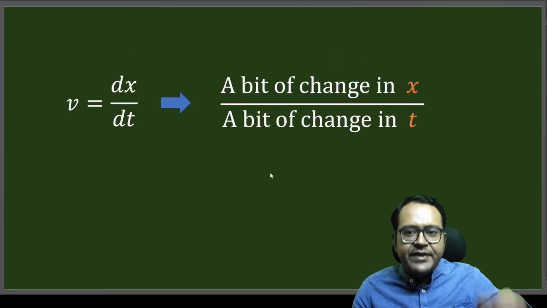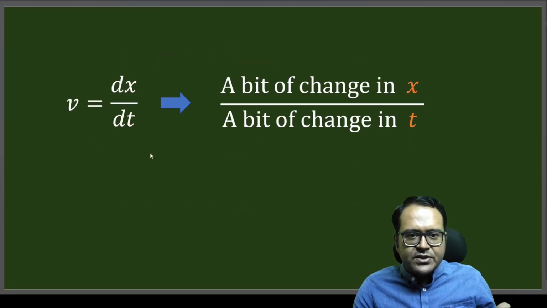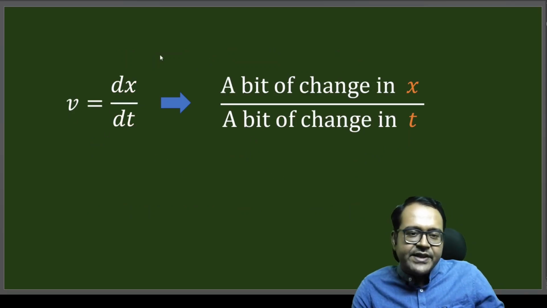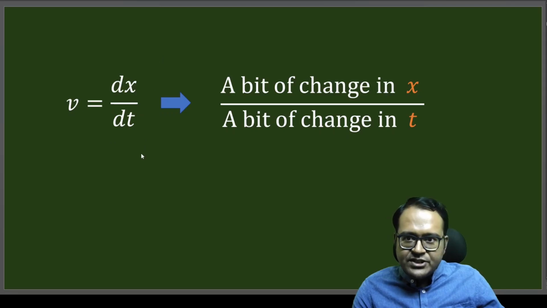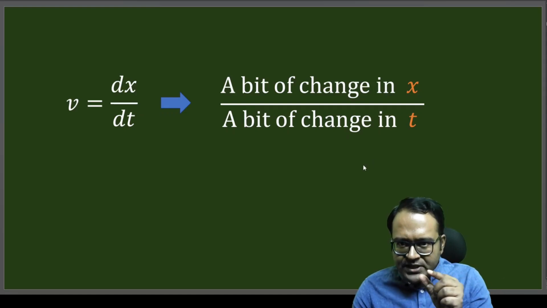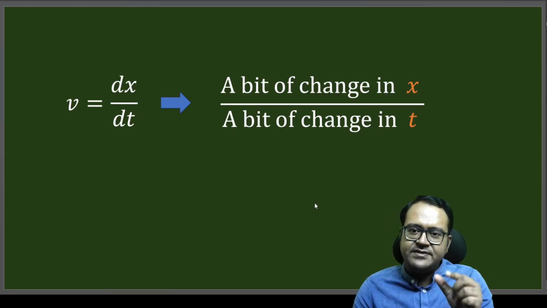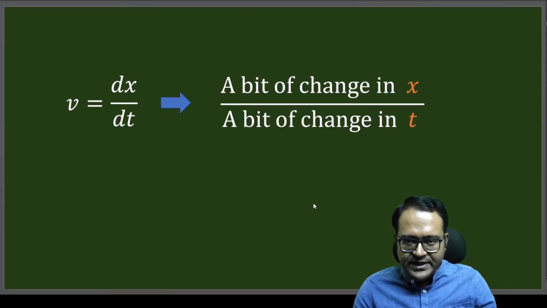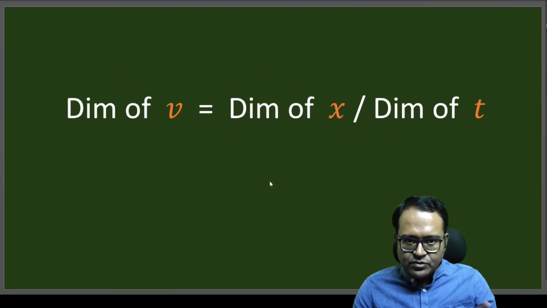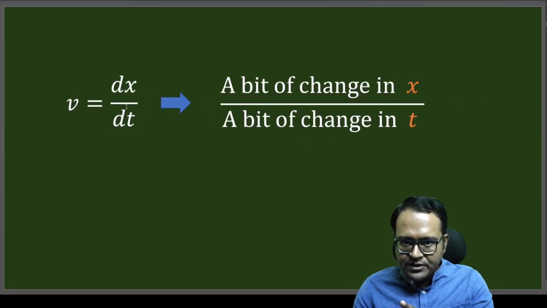Suppose you have a derivative. What is a derivative? Say the velocity is the derivative of position, dx/dt. What does dx/dt mean? dx/dt means a bit of change in x divided by a bit of change in t. So this is essentially a bit of x divided by a bit of t, delta x by delta t. So dimension of v must be same as dimension of x divided by dimension of t.